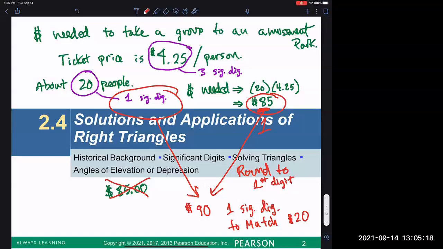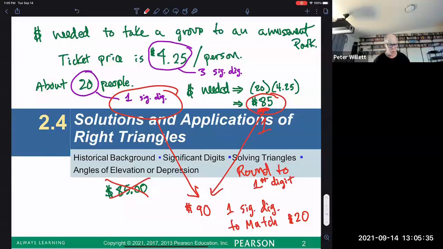I have a question. Yeah, go ahead. So why are we rounding to one significant digit? I know it's because 20 is one significant digit, but why don't we do the 3 significant digits? Like, what makes us choose the 20? Yeah, thanks for the question.